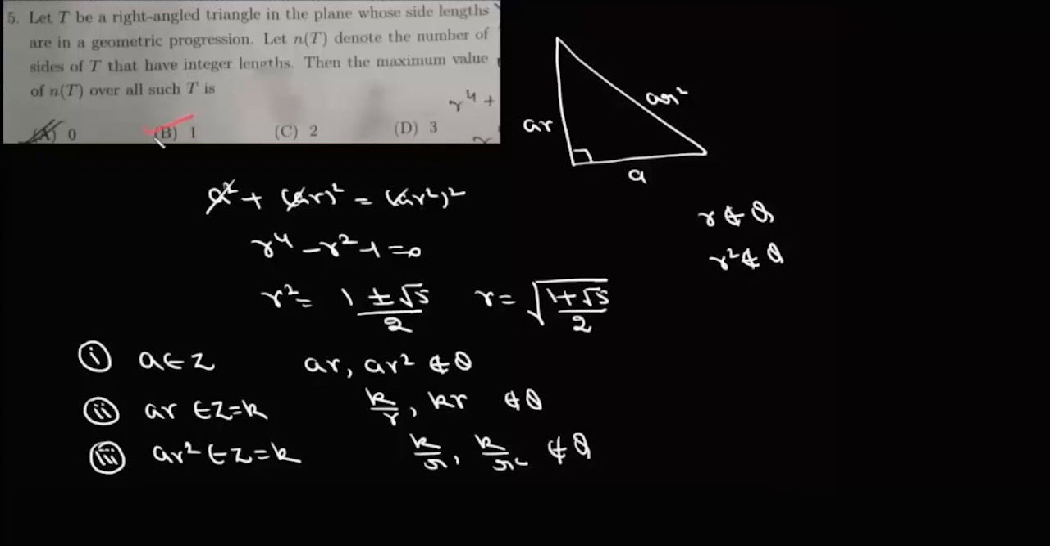Now in question number 5, it says there is a triangle T in which sides are in GP and it's a right angle triangle, and it is asking for the maximum number of integral sides in such triangles.